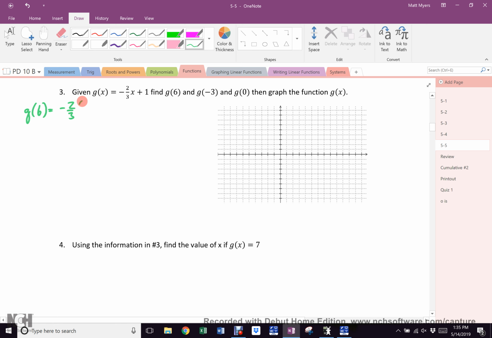Negative 2/3 times what? 6 plus 1. What is negative 2/3 times 6? This is my favorite class. Jesse? Negative 4. What is the point that is going on the graph? 6, negative 3. Let's change colors.